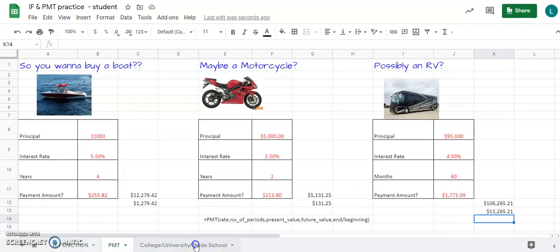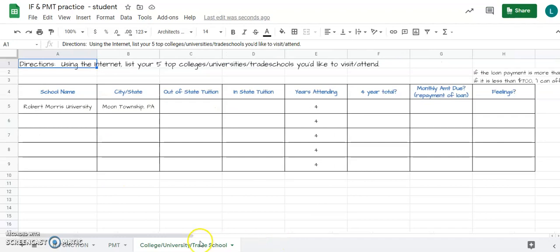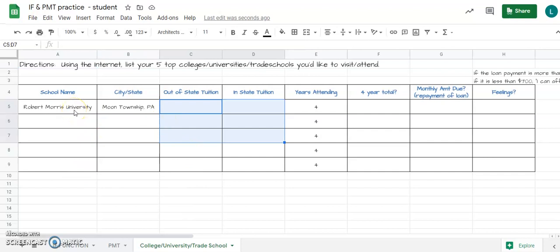Now, the last part here, college, university, trade school. This is what I'd like for you to do. Go ahead and pick 5 of your top colleges or universities or trade schools that you would maybe want to attend or even visit. And in these 2 columns, you're going to type in the out-of-state tuition and in-state tuition. If they're the same, then you'll type in the same number. So when you research it online, you'll just Google the university or school name, and Google out-of-state tuition per year and then in-state tuition per year, and type in that number here and here.